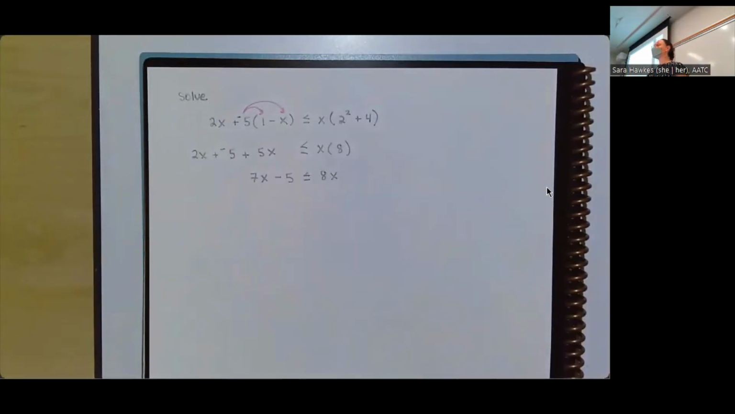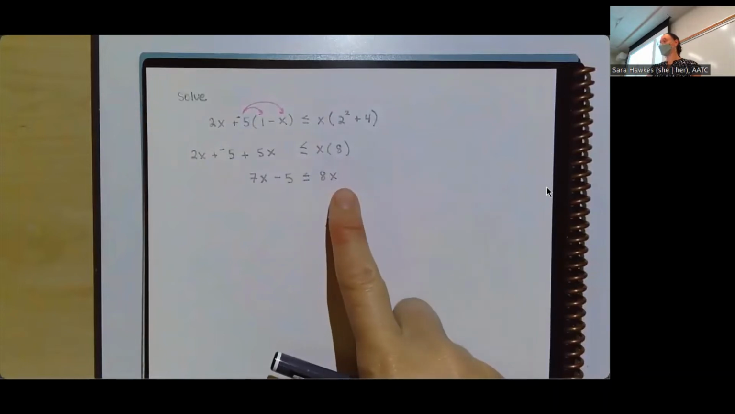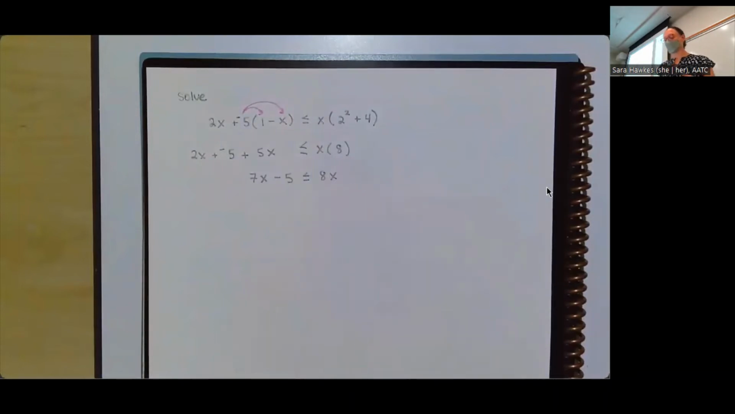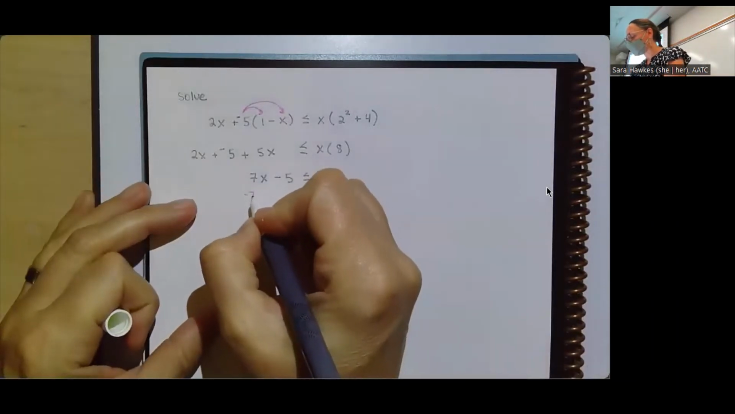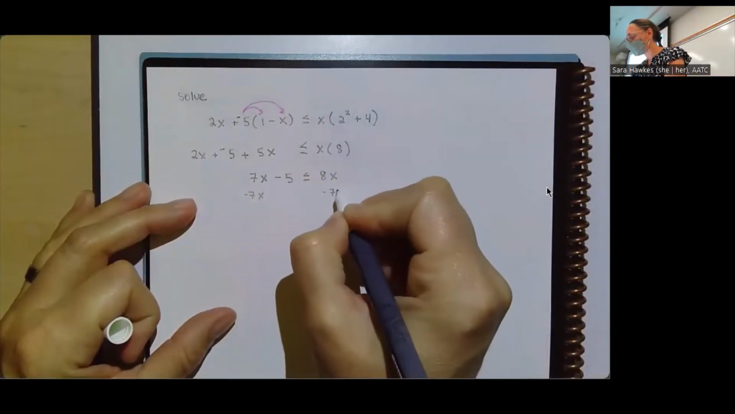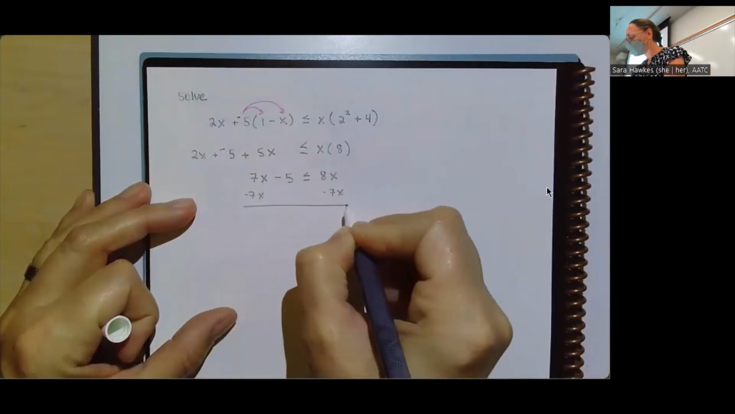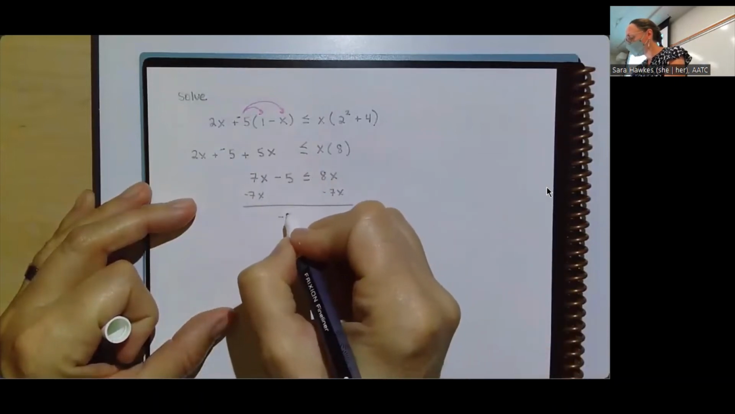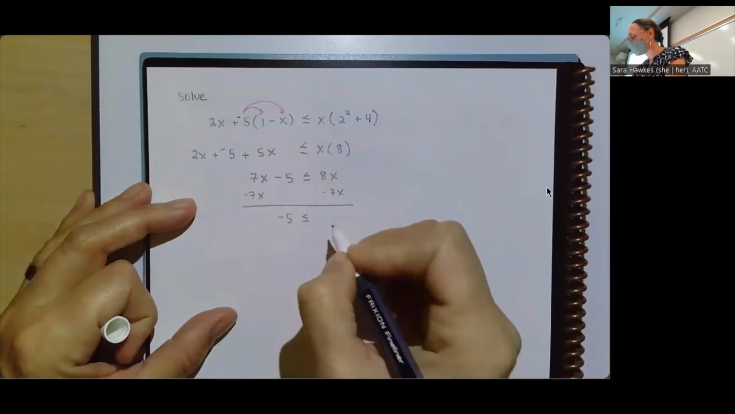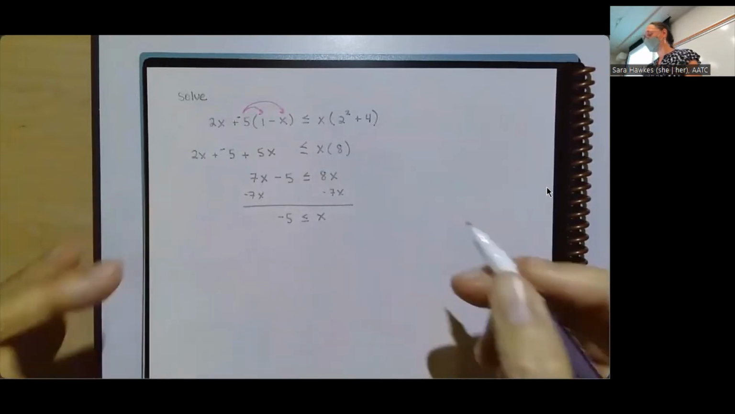So at this point, I'm going to choose to collect all of my x's on whichever side means they're going to end up positive. I've got more x's on the right-hand side, so that's where I'm going to put them. I'm going to subtract 7x from both sides. And I've got -5 is less than or equal to x.